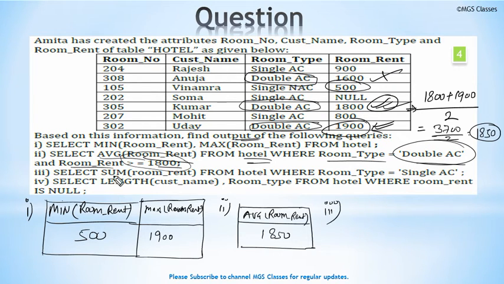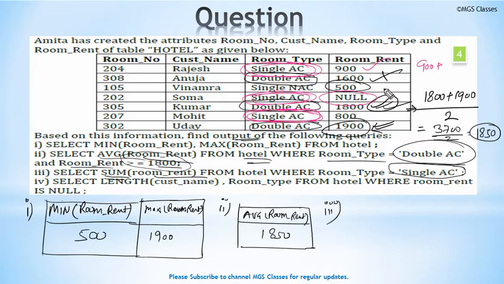Now we are moving to the third portion. We need to calculate the sum of the room rent for those rooms whose room type is single AC. So we are interested only in those rooms which are of type single AC. There is one room, another room, and a third room also. So we need to calculate the sum of these room rents for single AC. So 900 will be added, and then one row has the null value, which will be excluded by the sum function.